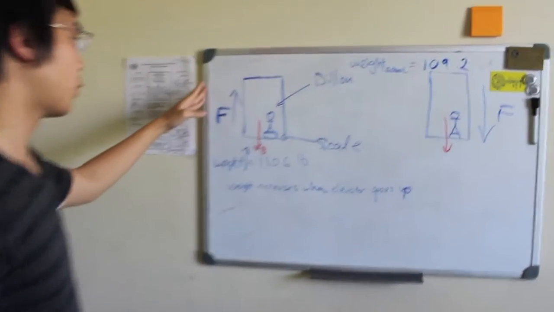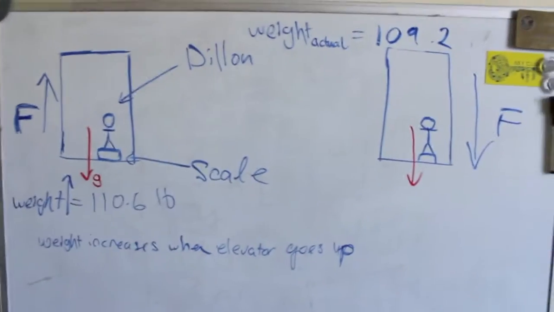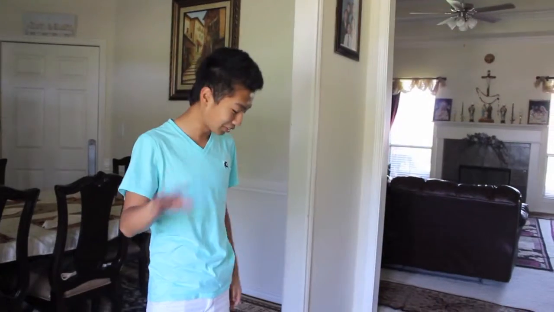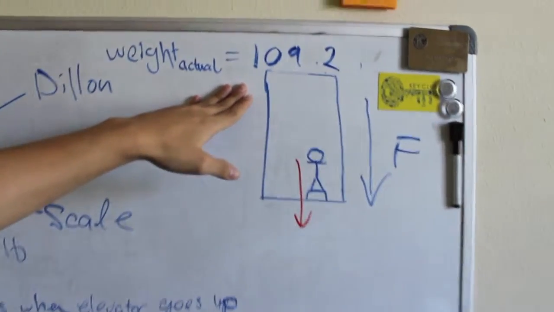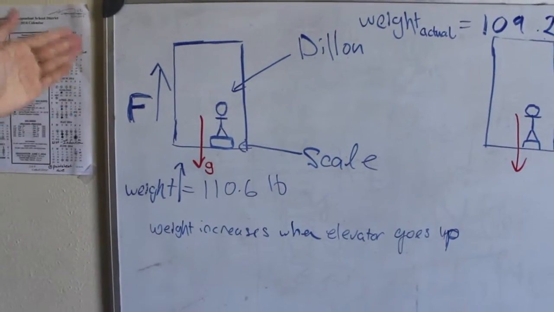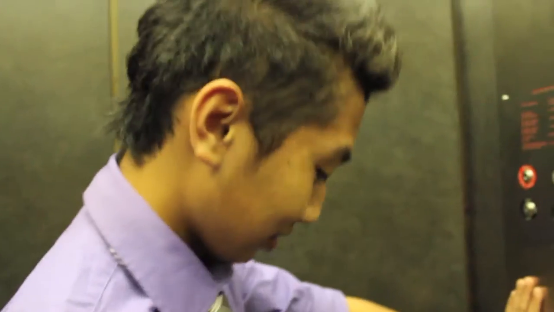Now, third and last experiment, we put Dillon on a scale in an elevator and made him ride up and down. We took his actual weight. So now I'm going to measure my actual weight. And it got 109.2 pounds. So as the elevator goes up, so does the force applied, and that goes against gravity.